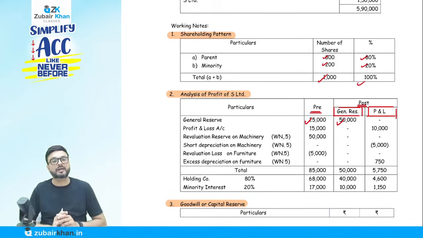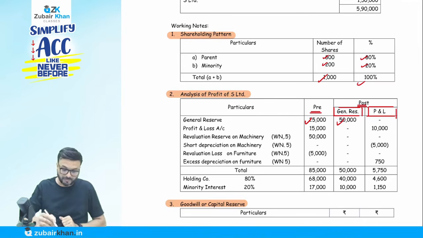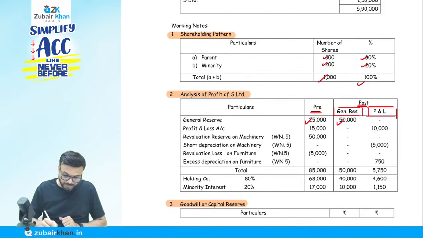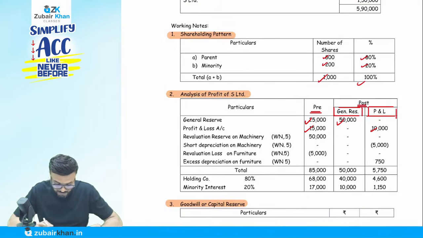You will say, sir, why in the post do you make 2 columns, general reserve and P&L? I will tell you, just have patience for 5 minutes. Then we have here P&L pre 15, post 10. Some of you may ask me, sir, for the post acquisition you have made a bifurcation between general reserve and P&L account, but for the pre you didn't make a bifurcation between general reserve and P&L. Let me tell you the logic behind that.